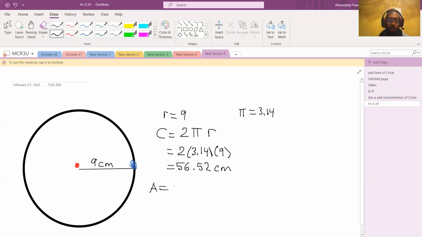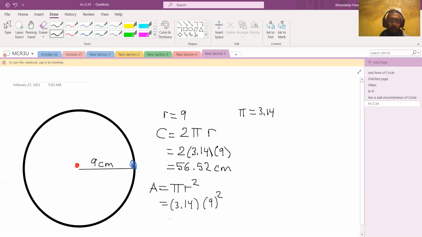The area, the formula for it, is pi times r squared. Again, replace pi with 3.14 and r with 9. So pi is 3.14, and now I'm going to replace r with 9. If I put a bracket here, it's going to be 9 in brackets, all squared. Okay? Make sure this 2 is squared.